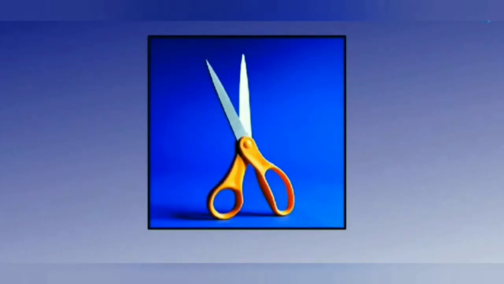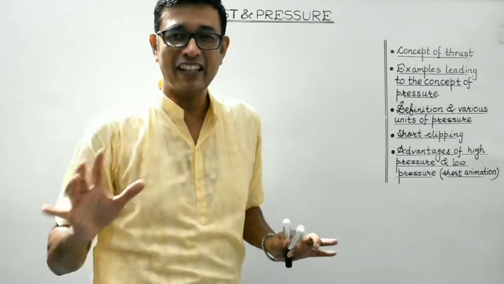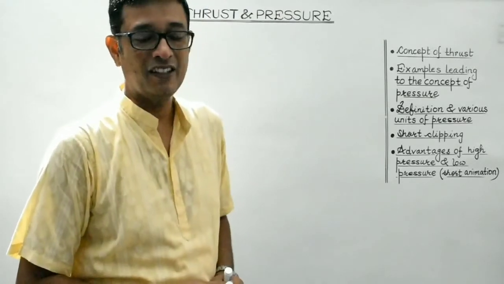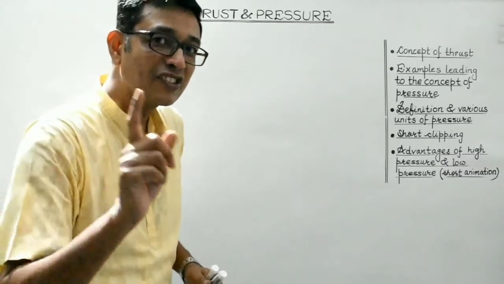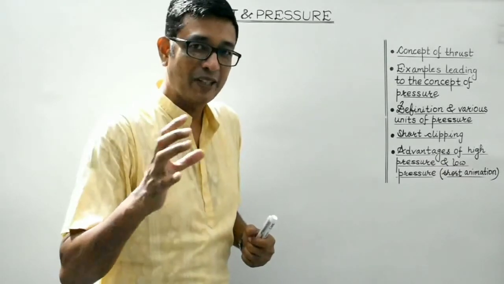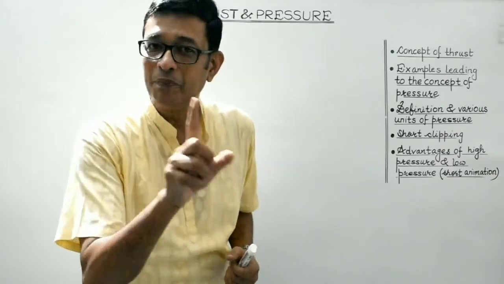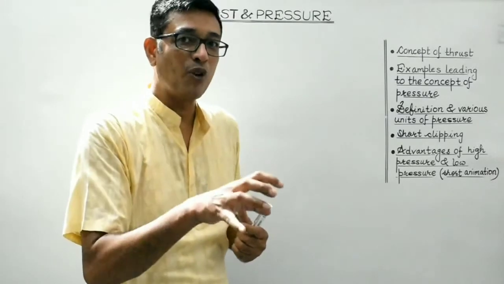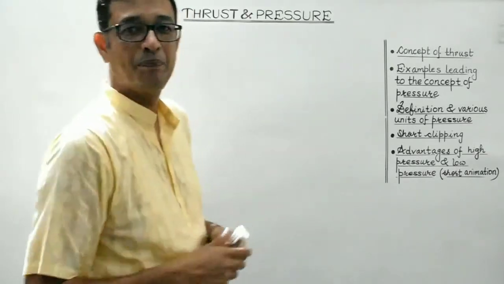Okay, students, I hope you have understood the various examples which were given in this short clipping, right? Now again, let me repeat it. What we have discussed is thrust. Thrust is the force exerted by a body on a surface normally. Normally means in a perpendicular direction. And this force exerted by a body normally per unit area is known as pressure.